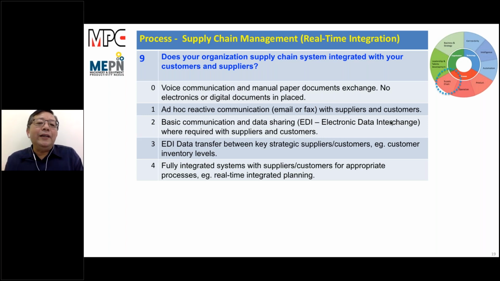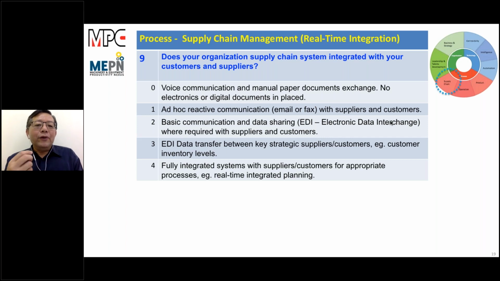Number three is EDI data transfer between the key strategic suppliers and also customers, for example, a customer's inventory level and all that. So it depends on the customer. Do they want to open it up? Then your warehouse with them, can they integrate or not? All the supply chains, all this. Because today supply chain is critical. The speed of business actually, a lot of it relies on how good your supply chain management is and also logistic execution.